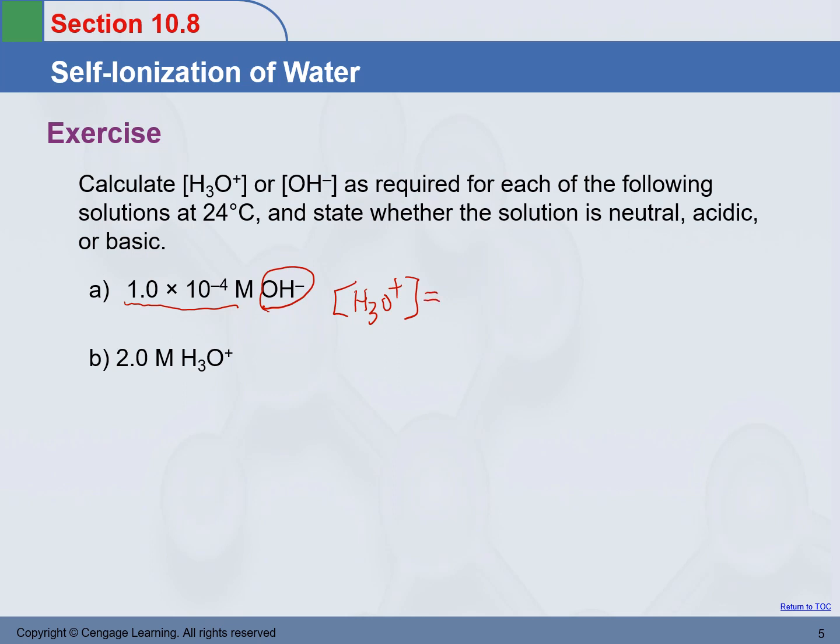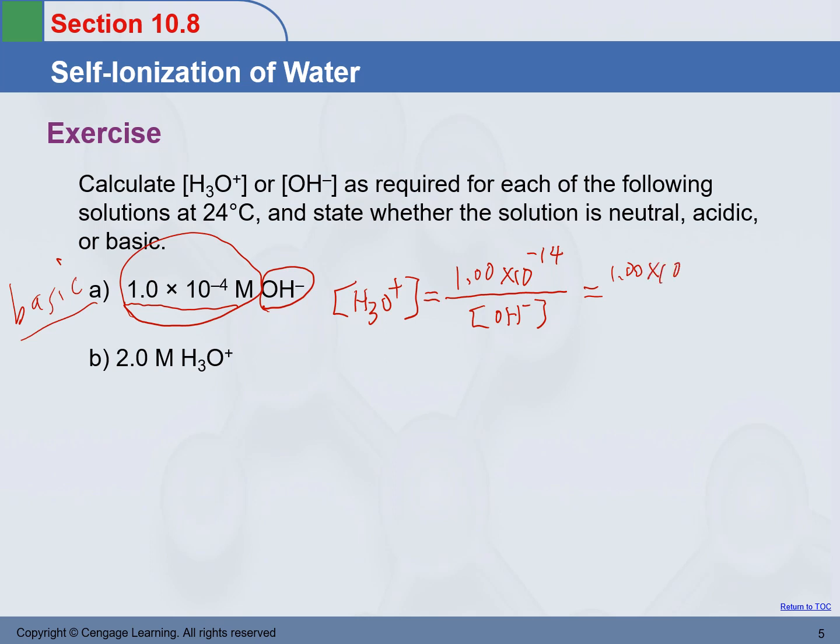Hydronium ion concentration will equal 1.00 times 10 to the negative 14 divided by the hydroxide ion concentration. First of all, we know when we see this number is greater than 10 to the power of negative 7, so we know this is basic already. Now let's get the answer for hydronium ion concentration. 1 times 10 to the power of negative 14 divided by 1 times 10 to the power of negative 4 equals 1 times 10 to the power of negative 10 molarity.